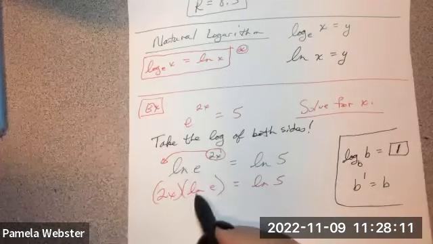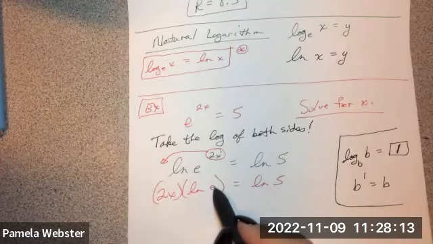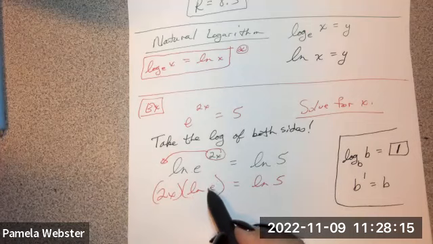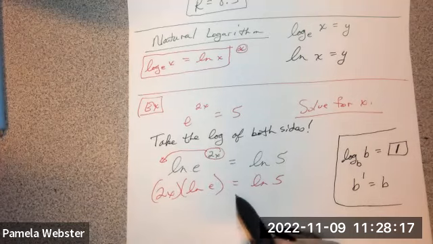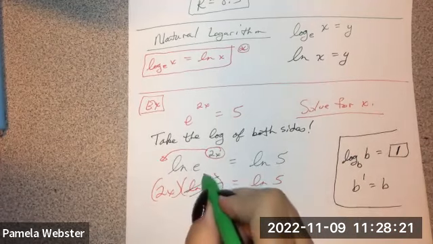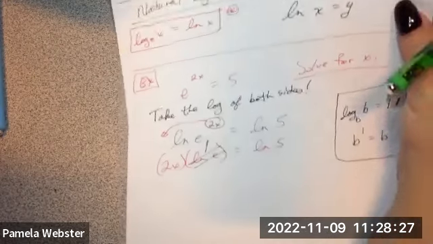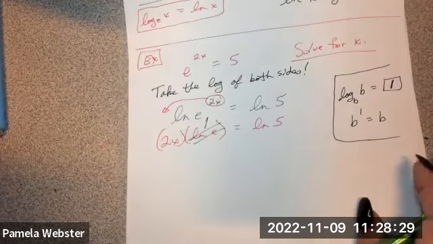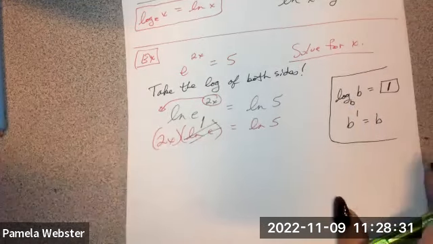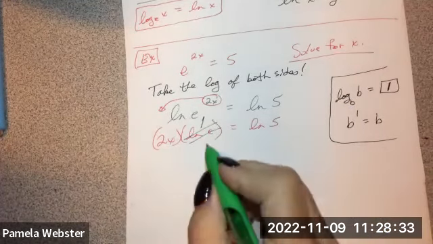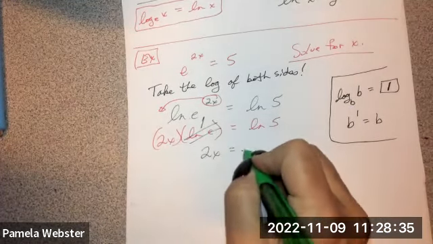So this is log base e of e. They cancel basically. The log base e of e, those are going to go away. This guy right here, ln of e, is going to be a 1. And again, that's why we took the ln, because we want that guy to go away. We want to just be dealing with the x's if we can. So that's a 1. So now this becomes 2x equals ln of 5.